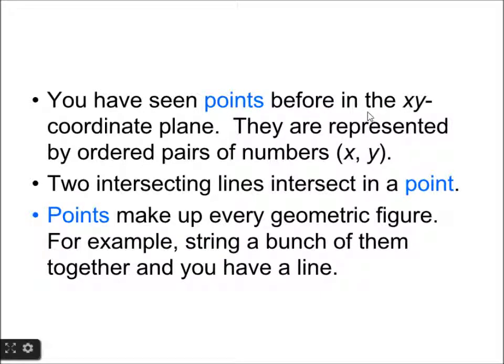You have seen points before in the xy coordinate plane. They are represented by ordered pairs of numbers like (x, y) on the number plane. Two intersecting lines intersect in a point. Points make up every geometric figure. For example, string a bunch of them together, and you have a line.